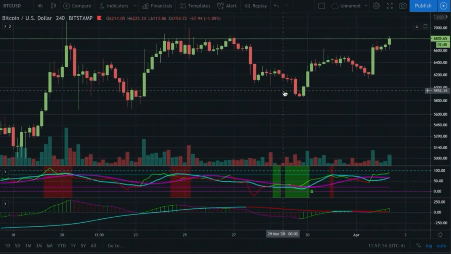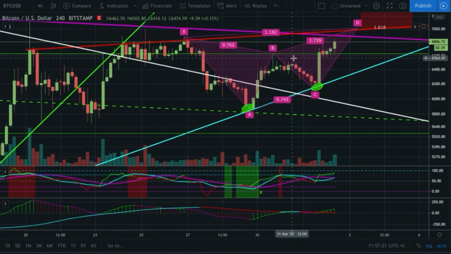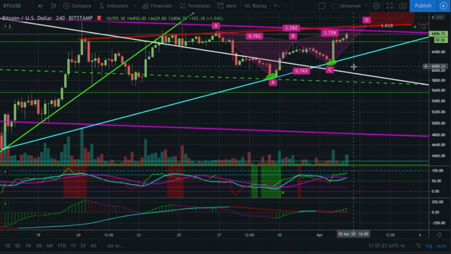But yeah, it's not going to be a ton of extra TA here. That's what I'm seeing, and I think that's very likely to play out. Now, it is possible that we don't even get up that high, and that head and shoulders still plays out.